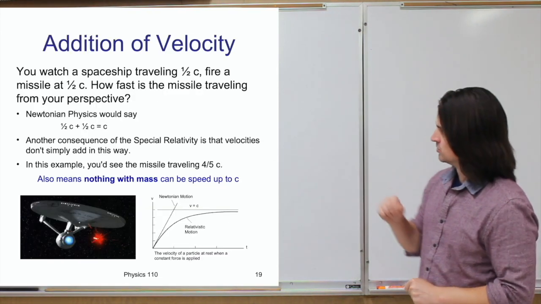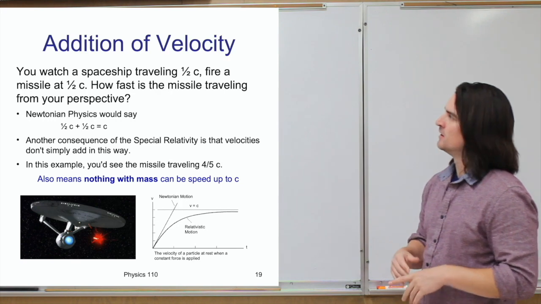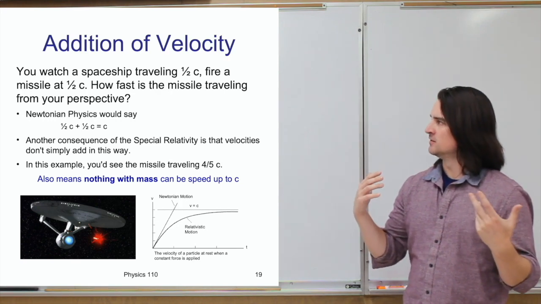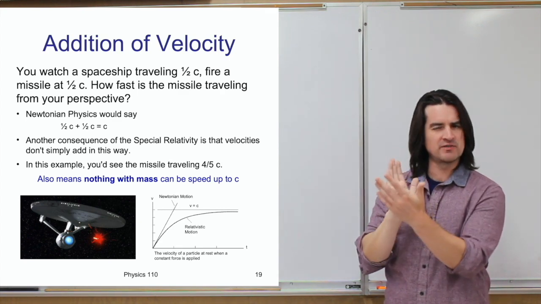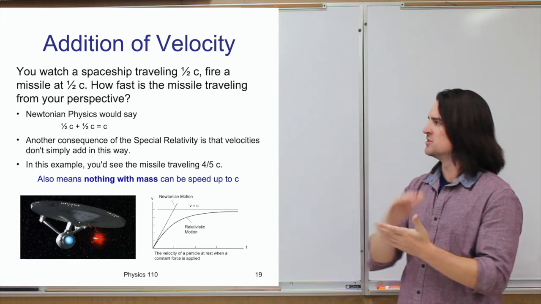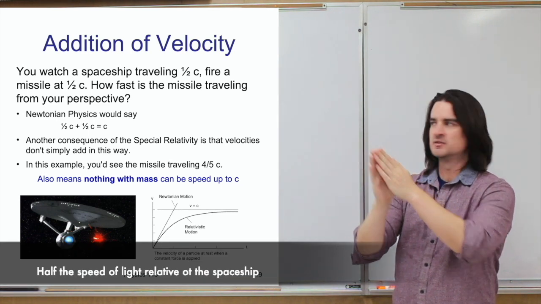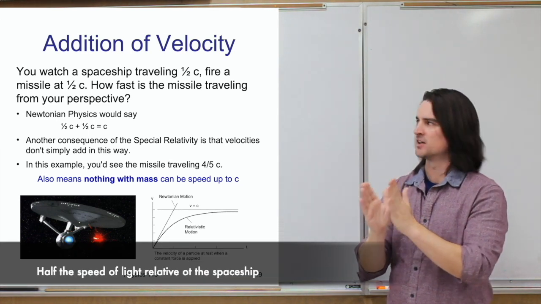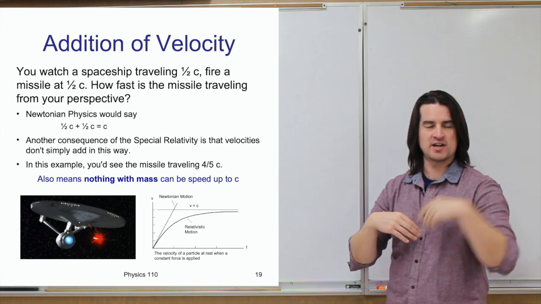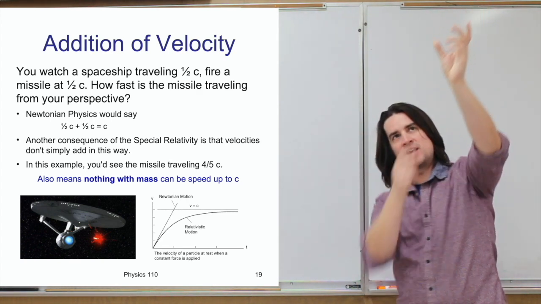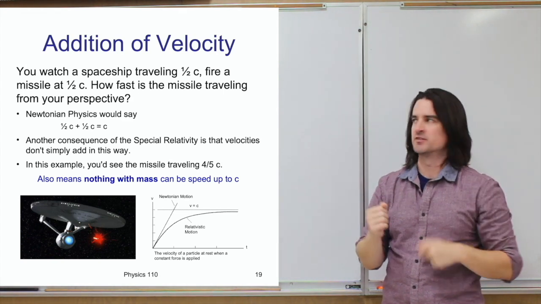Okay, so another consequence of this constancy of the speed of light is, well, imagine another situation where say you're in a spaceship. That spaceship is traveling at half the speed of light, going very fast, and you fire a missile out of that spaceship, also at half the speed of light. How fast is that missile going to be traveling from your perspective? Your perspective meaning you're outside of each of these things. You're watching the spaceship come by, and it fires out the missile. How fast are you going to see it traveling?